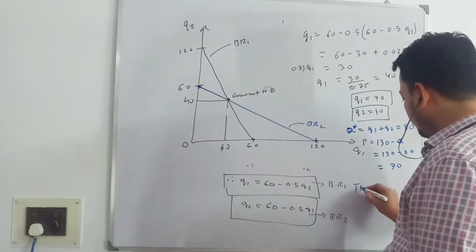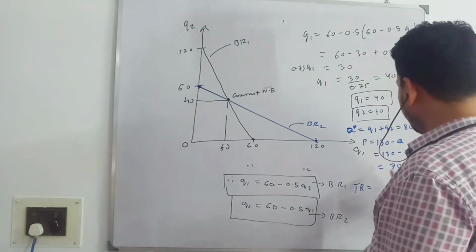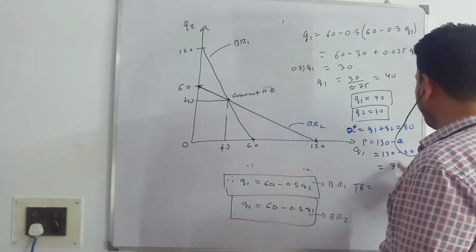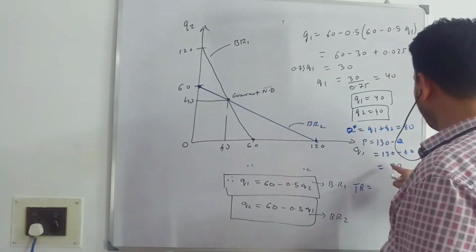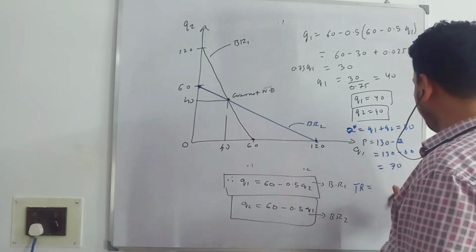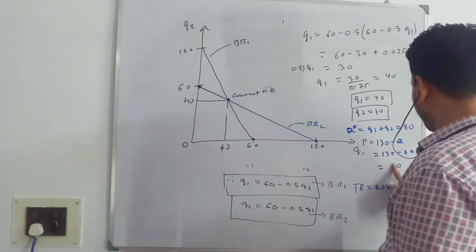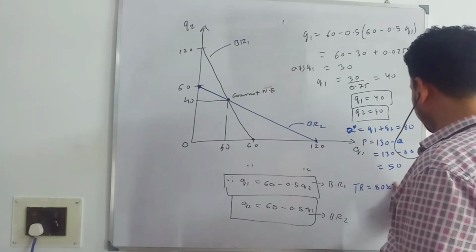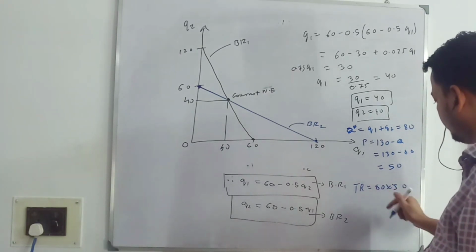What will be the total revenue? We can take our total revenue individually also. 70 into 40 and 70 into 40. I am doing it together. So you have 70 into 80. How much? Oh, this is 50. Sorry, 50. 130 minus 80 is 50. So this will be 4,000.